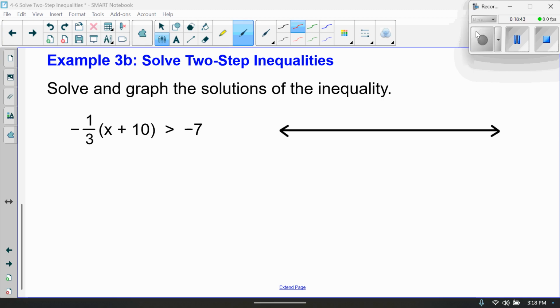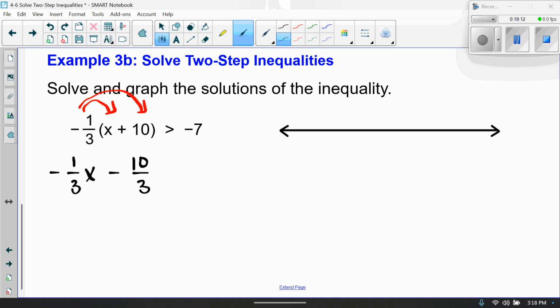All right. So example 3b, we have negative 1/3 times the quantity x plus 10 is greater than negative 7. Now, we want to distribute, right? Okay. So we're going to distribute that negative 1 throughout the parentheses. So that's going to give me negative 1/3 x minus 10/3 is greater than negative 7.